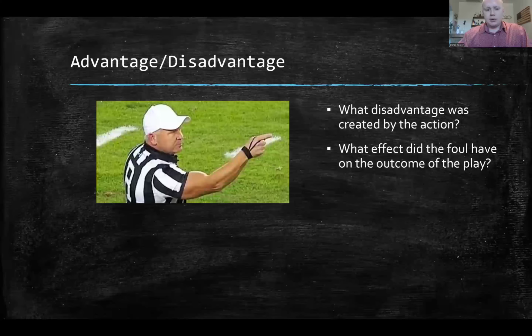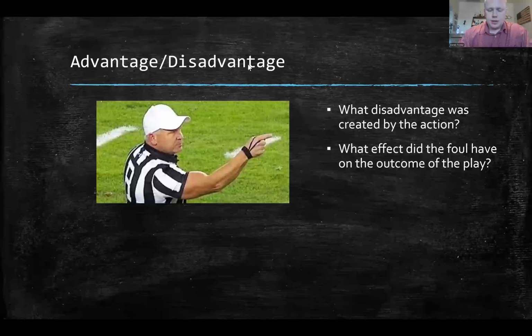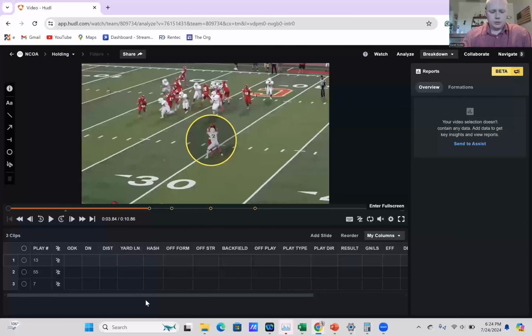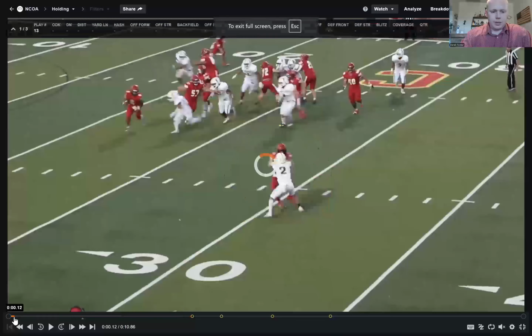I'm going to have a couple of video examples of advantage, disadvantage, and point of attack for you guys. So let's go take a look at those. I'm going to switch which screen I'm sharing. This is a huddle playlist I created. You guys can go back and see this whenever you want. Let's jump into full screen here. We'll start it from the beginning.